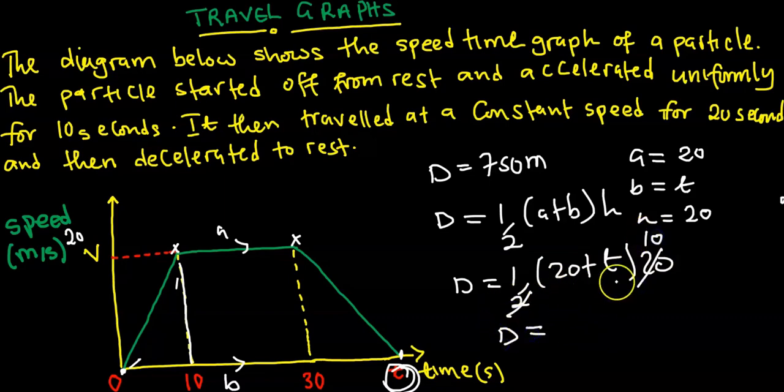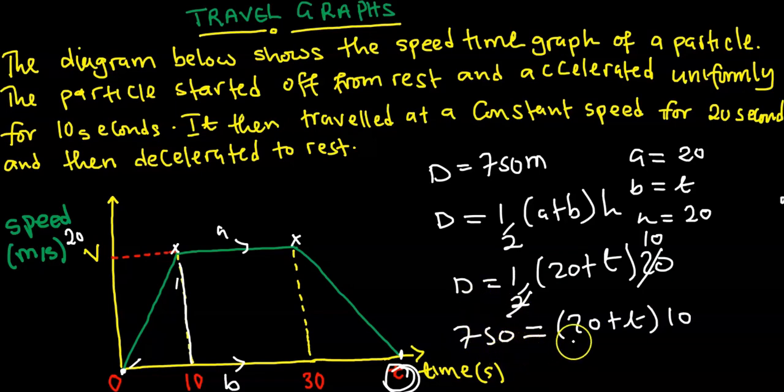Okay, distance is equals to, in the brackets, we have 20 plus t. But outside here, there's a 10. So we are going to multiply. So please, let me also, where there's d, let me replace 750 at this point because we are given the total distance. Okay, so in the brackets, we are going to open the brackets by multiplying the 10. So 10 multiplied by t, we are going to have 10t. Then this one is going to be 200. So we are going to have 200 plus 10t is equals to 750.